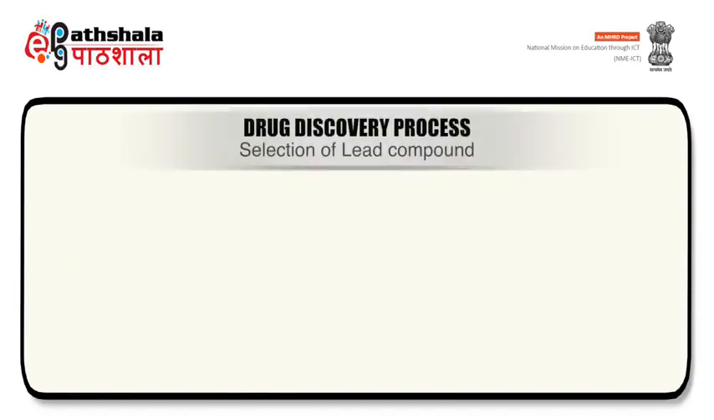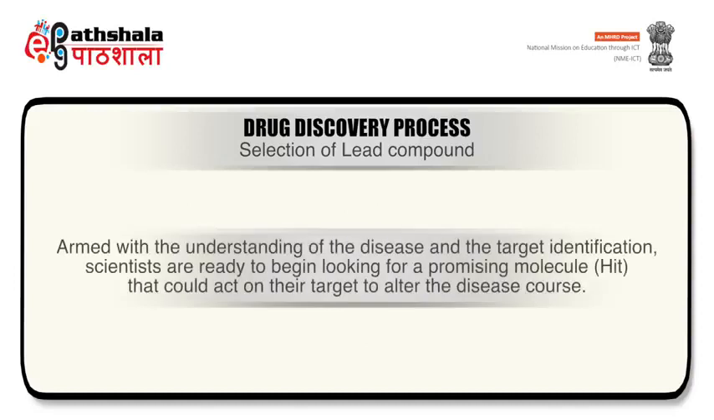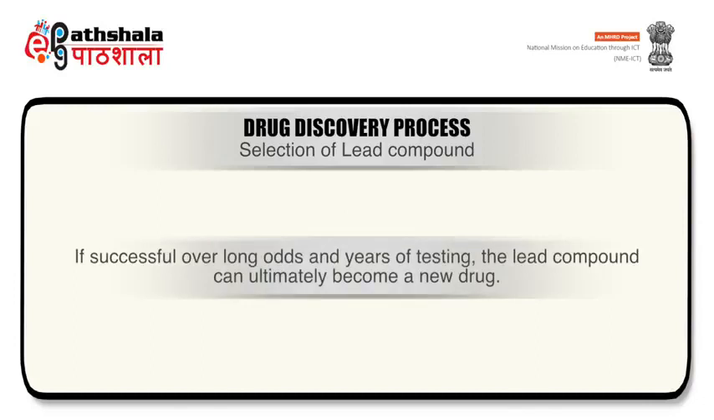The next step in drug discovery is selection of lead compound. Armed with the understanding of the disease and the target identification, scientists are ready to begin looking for a promising molecule, called a hit, that could act on their target to alter the disease course. If successful, over long odds and years of testing, the lead compound can ultimately become a new drug.